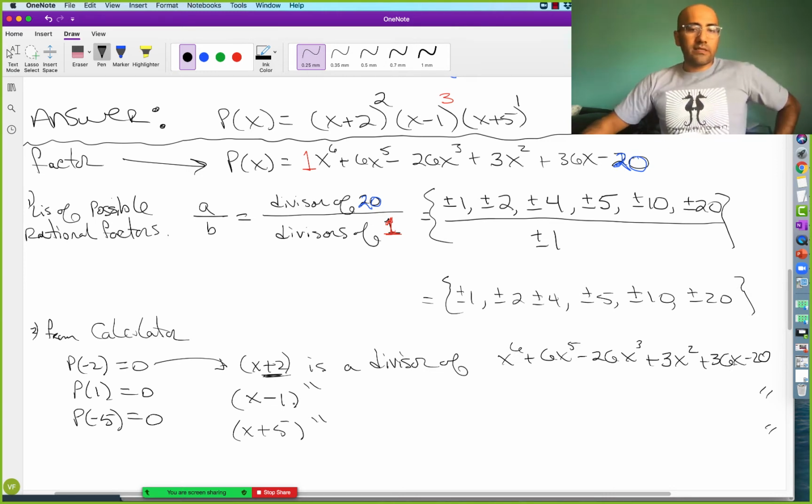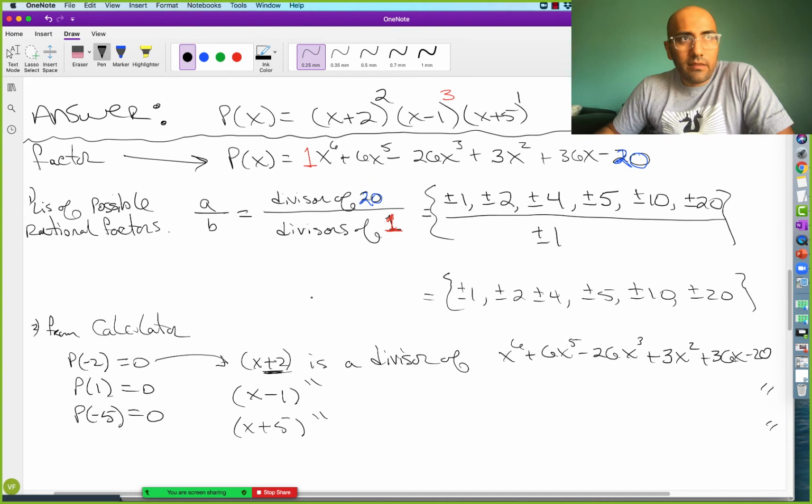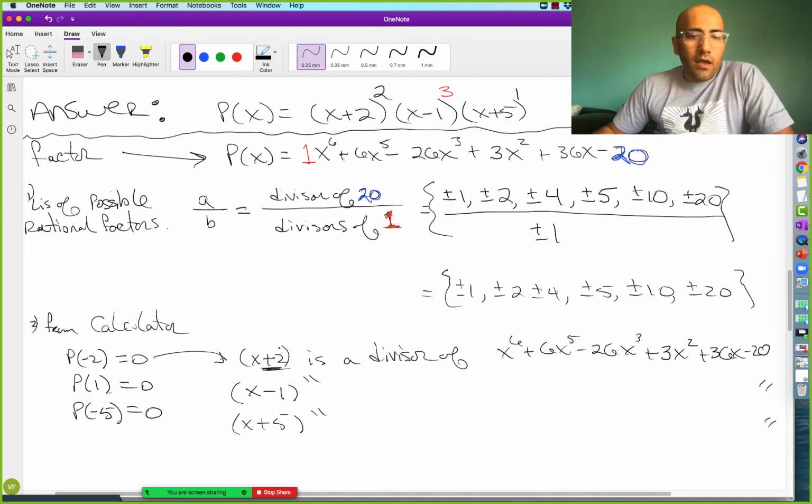Now, in the examples I did yesterday, it just so happened that every example we did, we found every unique 0, meaning that all of these powers were 1, right?